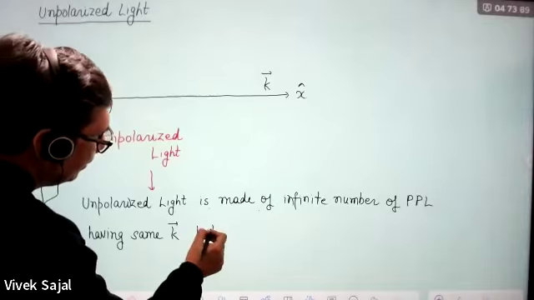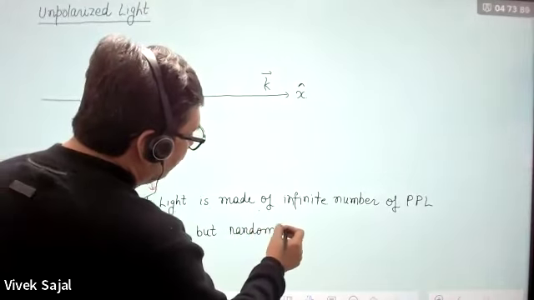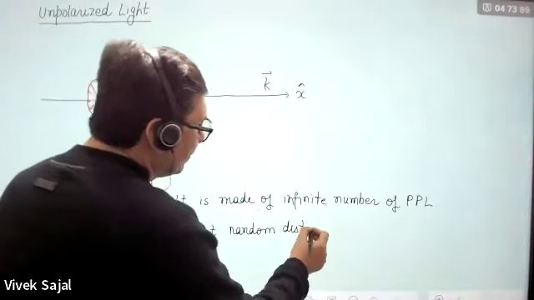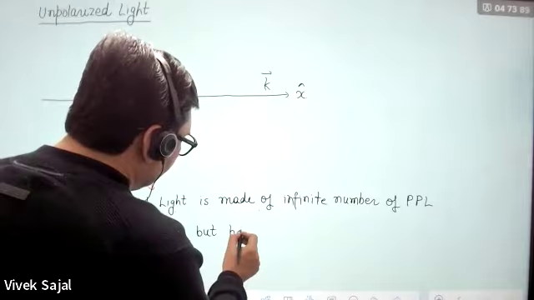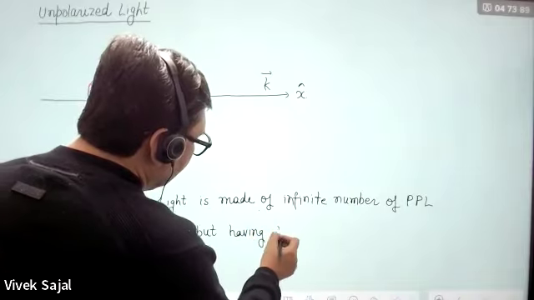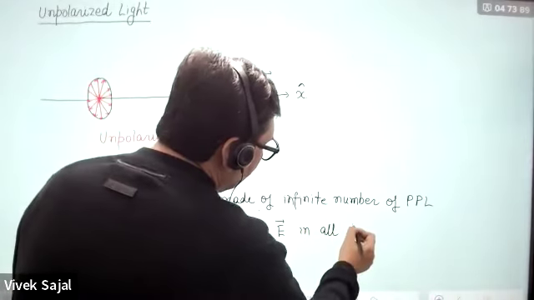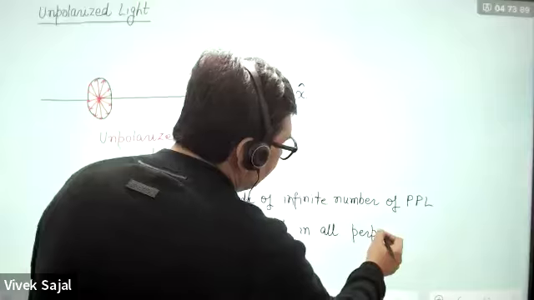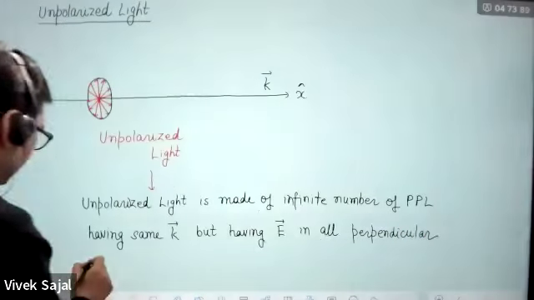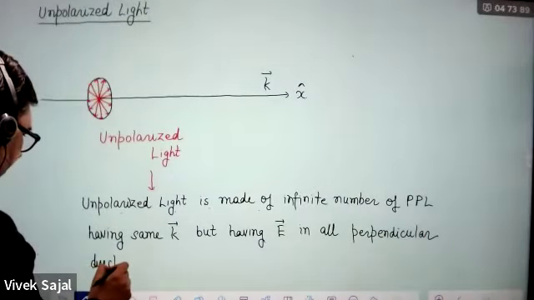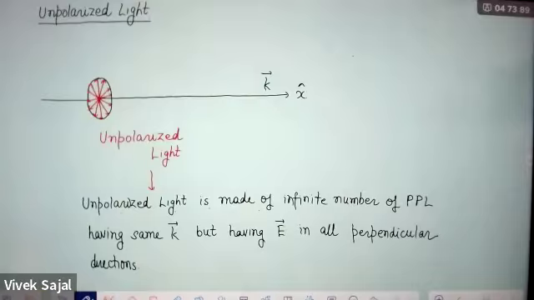but random distribution of E vector. More simply, having E vector in all perpendicular directions. ठीक है. So this will be like this.